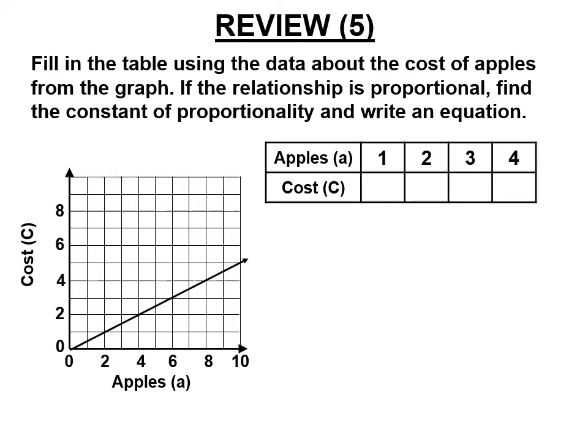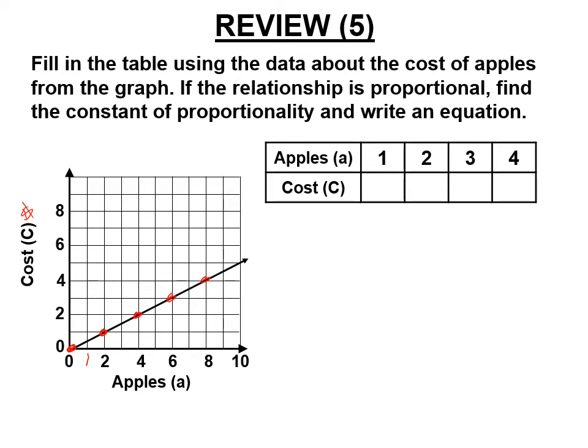All right, so we're going to fill in the table using the data about the cost of apples, and let's say this is in dollars, from the graph. If the relationship is proportional, find the constant of proportionality and write an equation. We know it's proportional because it's starting at 0, 0, and it's straight. So let's find some good intersections there. But also let's fill in the table.